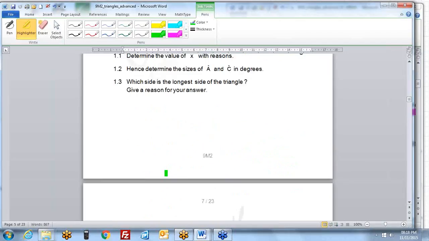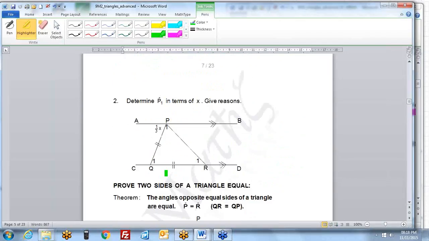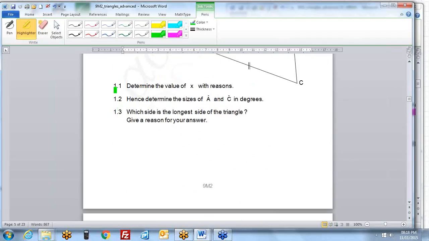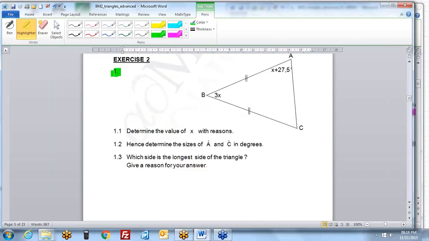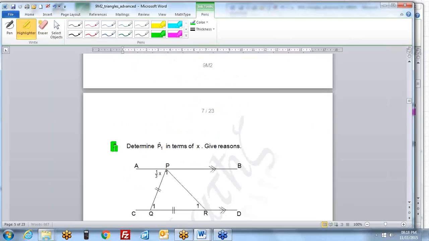Right, now you're going to do exercise 2, and you're going to get 10 minutes to do number 1 and number 2. So press pause on your computer screen, give yourself 10 minutes in which to work it out, and then you press play again. So press pause now.